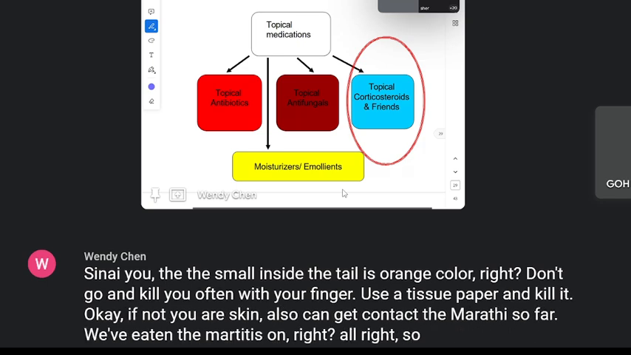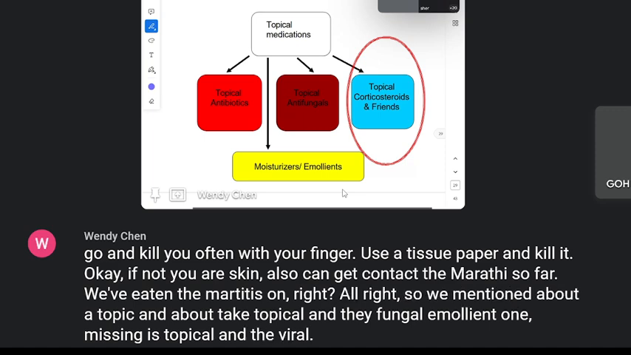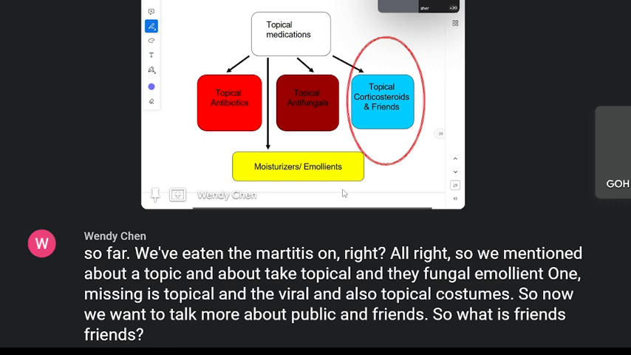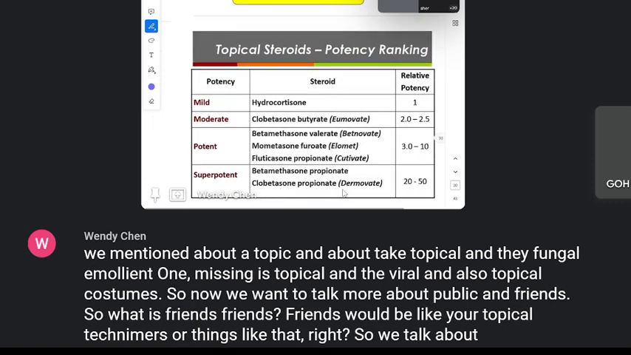Alright, so we mentioned the topical antibiotic, topical antifungal, emollient. One missing is topical antiviral and also topical corticosteroids. So now we want to talk more about topical corticosteroids and friends. So what is friends? Friends will be like your topical tacrolimus or things like that, right? So we talk about topical steroids first.